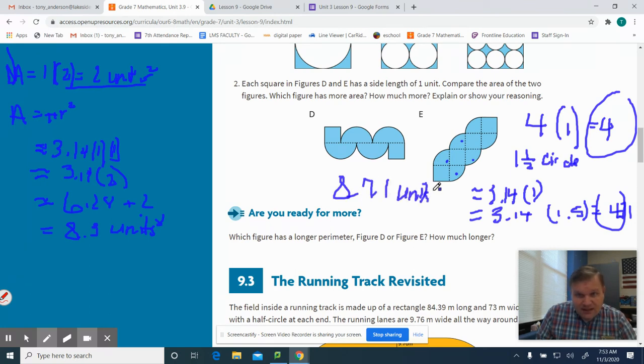Now, which figure has more area? It's going to be figure E. How much more? It's not going to be but about 4/10 more.